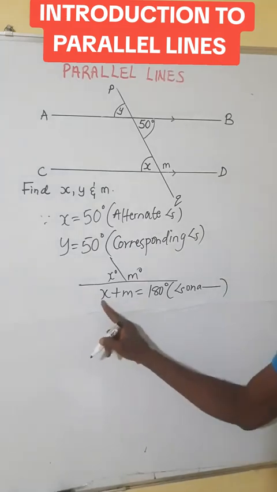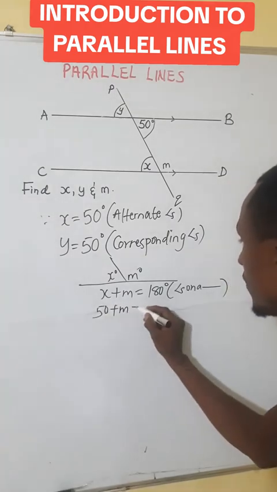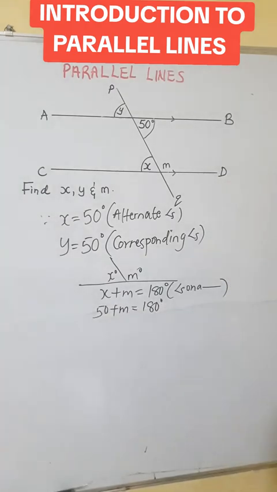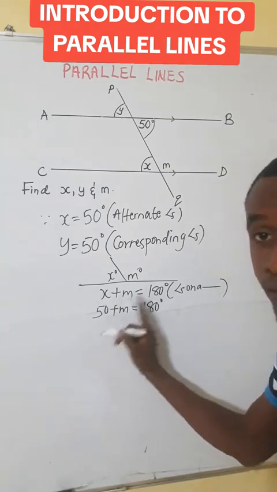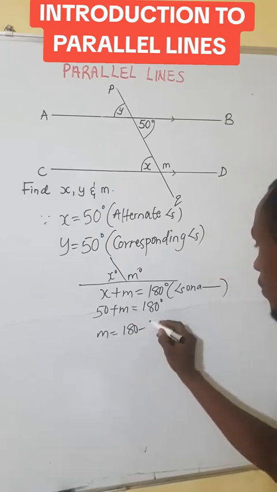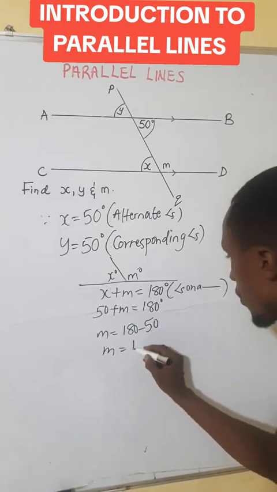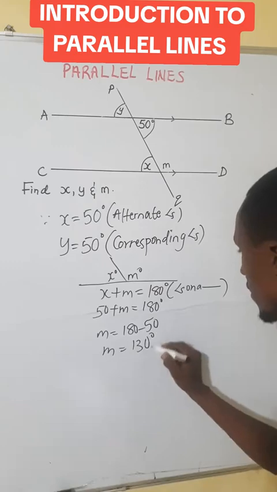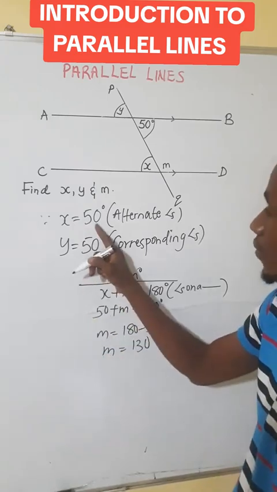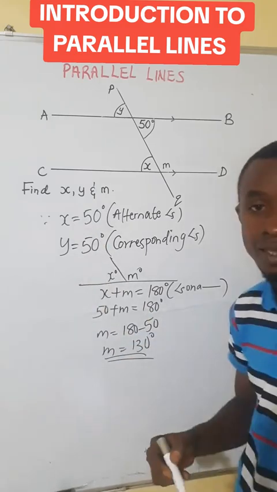But what is our X now? Our X is now 50. So therefore, 50 plus M is equal to 180 degrees. So to get M, we transpose 50 to the right. So our M is equal to 180 minus 50 degrees. So 180 minus 50 degrees will give us 130 degrees. So the values are: X is 50, Y is 50 again, and M is 130 degrees.